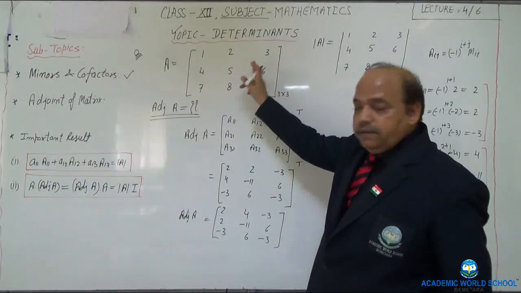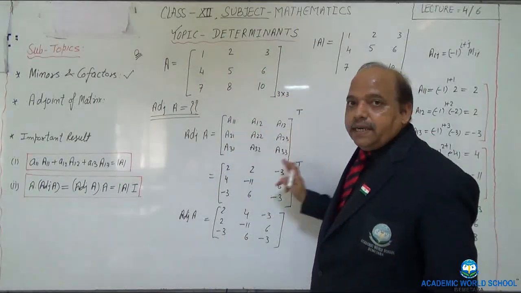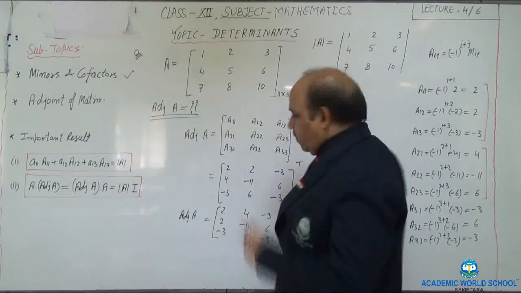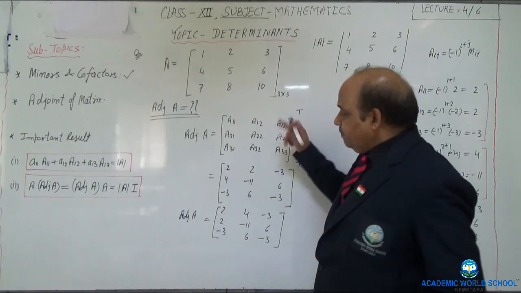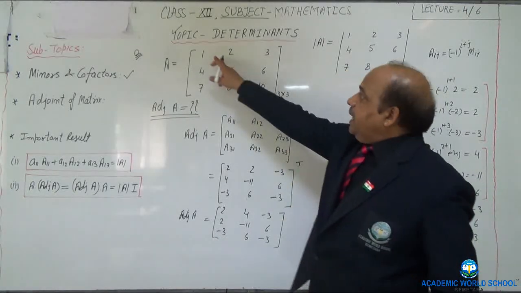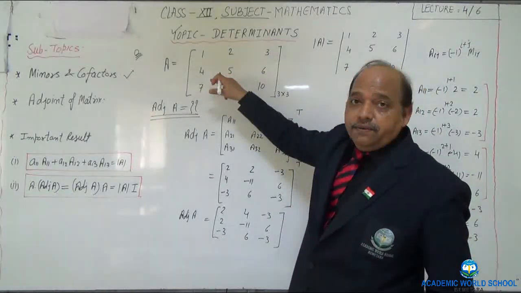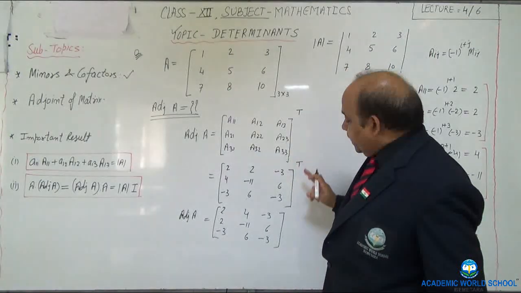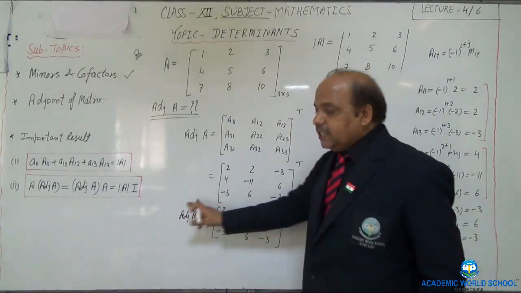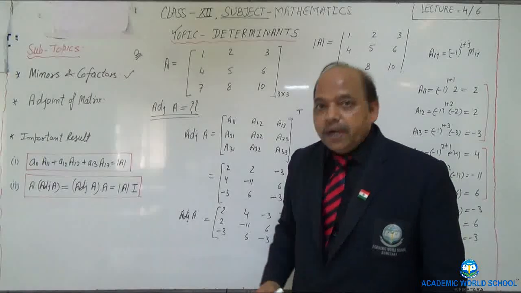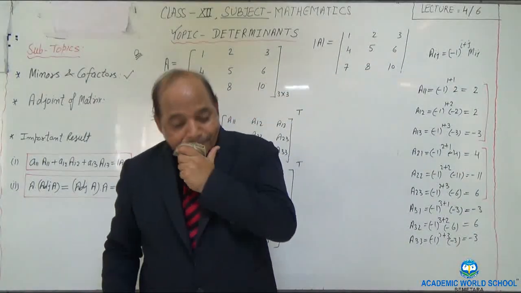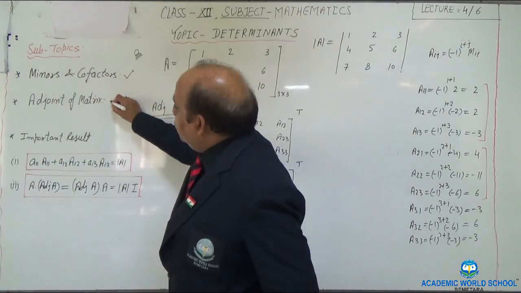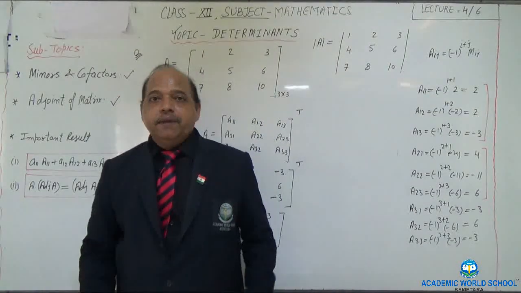This is the given question. We have calculated cofactors. All cofactors are written over here. And after calculating these cofactors, what we have done? We have replaced these elements by their respective cofactors. Then we have taken transpose of it. This transpose stands for the adjoint of it. I hope you have understood this part. Now, I have explained to you this adjoint of a matrix.